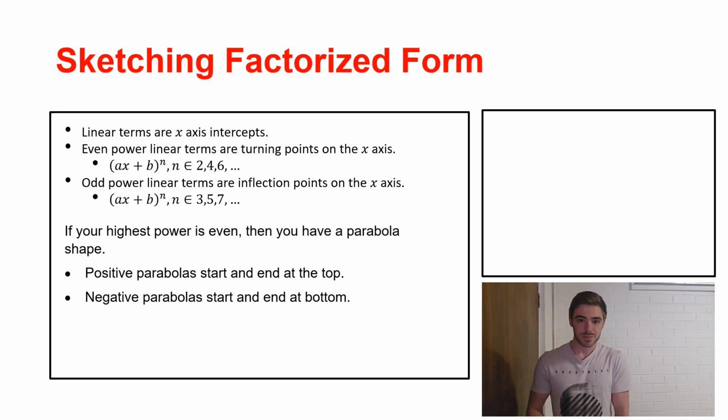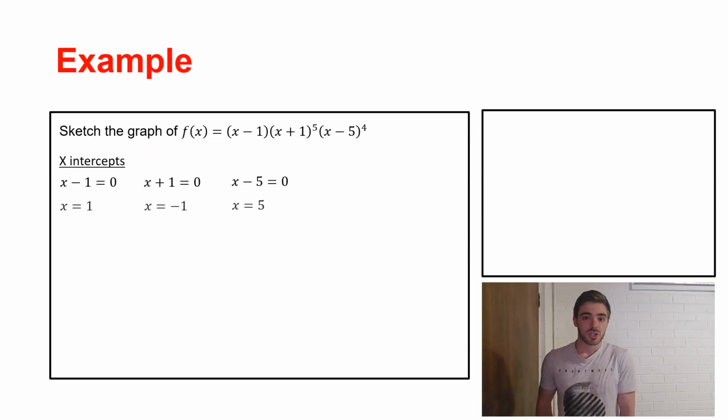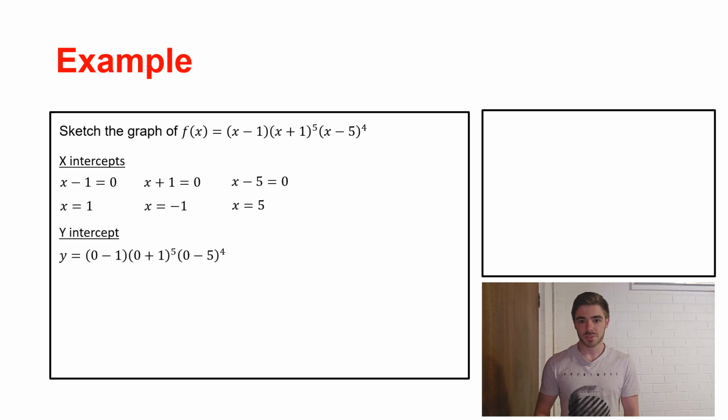I know that's a lot of information, so let's have a look at an example to see how it all ties together. To start with, the x-intercepts are solved as normal, using null factor law. This polynomial has 3 unique terms, and so we're going to have 3 unique solutions. X equals 1 is a cut through the x-axis. X equals -1 is actually an inflection point because its power was odd. And x equals 5 is a turning point because its power was even. The y-intercept is also nothing special. We're just going to sub in x equals 0 and solve.